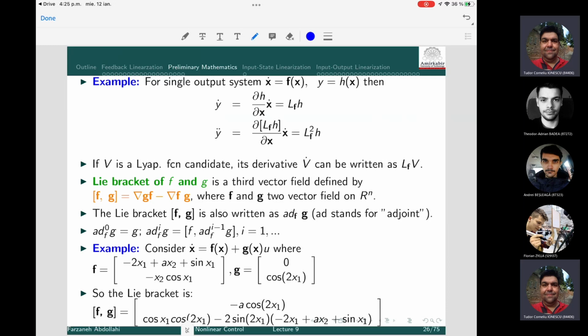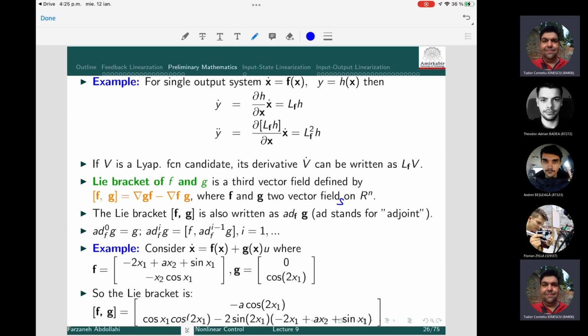Now, another important notion is the Lie bracket of two vector fields f and g. The Lie bracket is also a vector field with this definition. The Lie bracket of f and g is nabla g f minus nabla f g, where f and g are two vector fields on Rn. The Lie bracket is also written as ad_f g, the adjoint of g with respect to f.